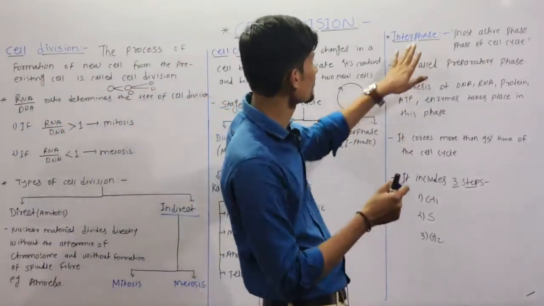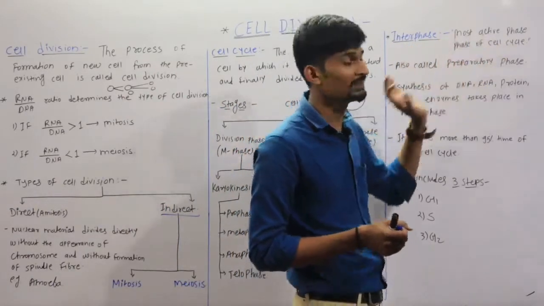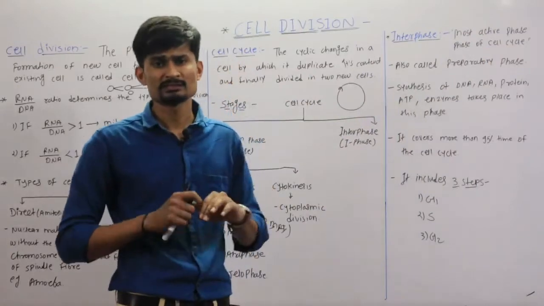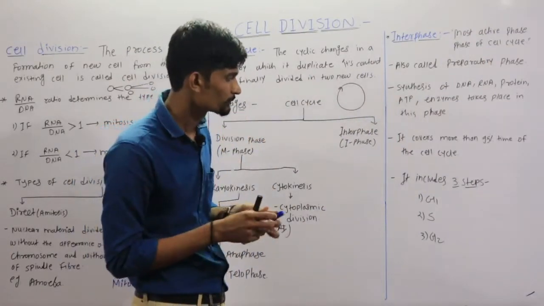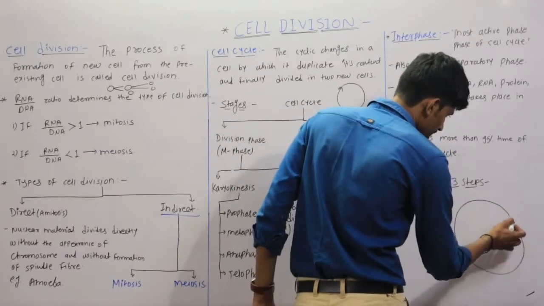Interphase is basically the most active phase of the cell cycle. In interphase the cell is the most active. We will study it with the diagram.